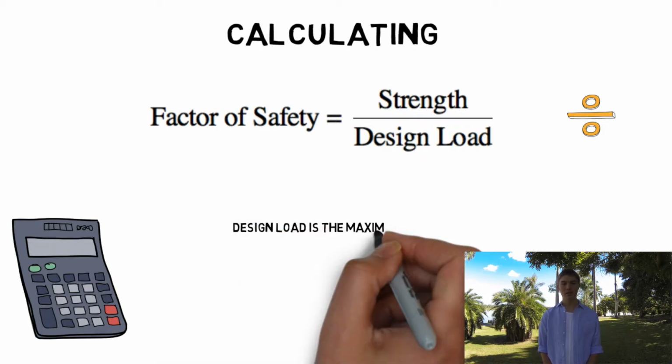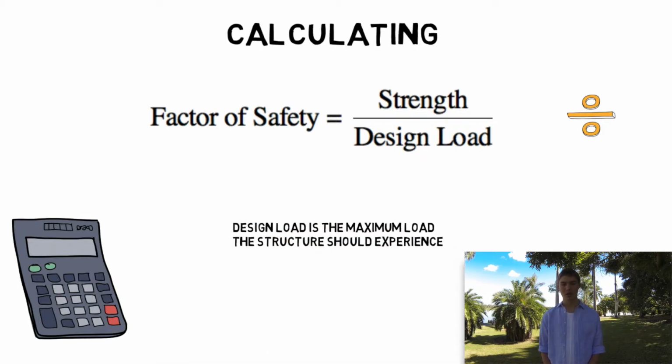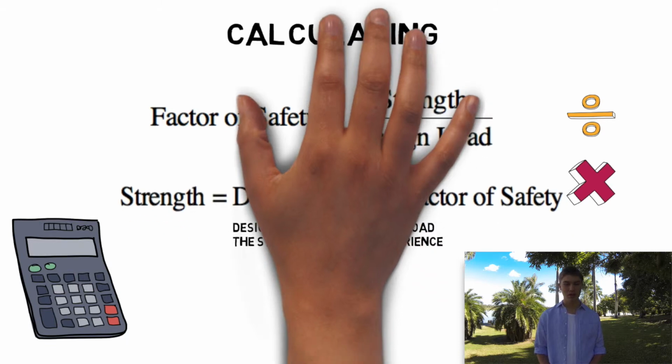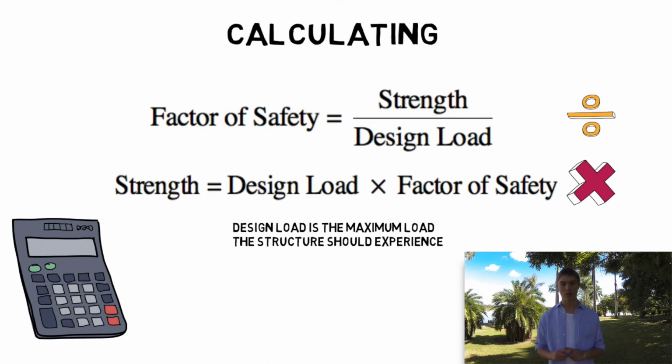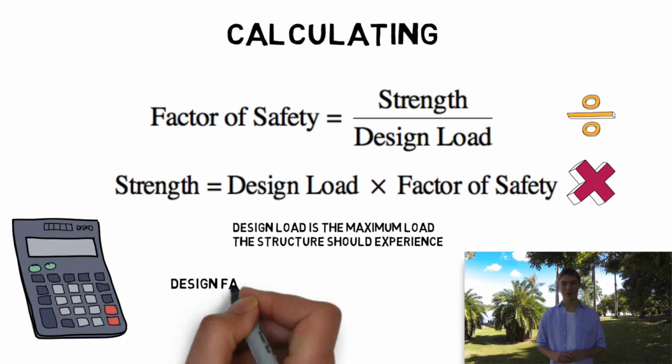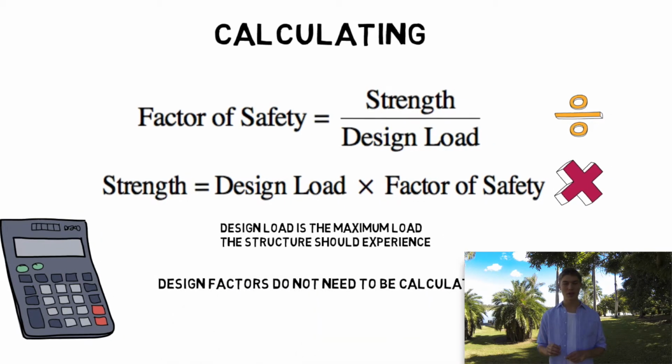If a particular safety factor needs to be applied to a design that is a work in progress, it is as simple as rearranging the equation so that the strength can be determined by multiplying the design load by the necessary safety factor. Design factors, however, do not need to be calculated, as they are specifically provided by the project requirements or standards relating to the particular situation.